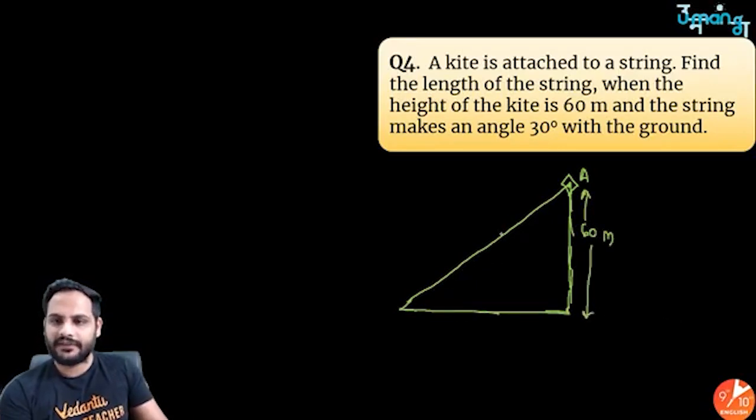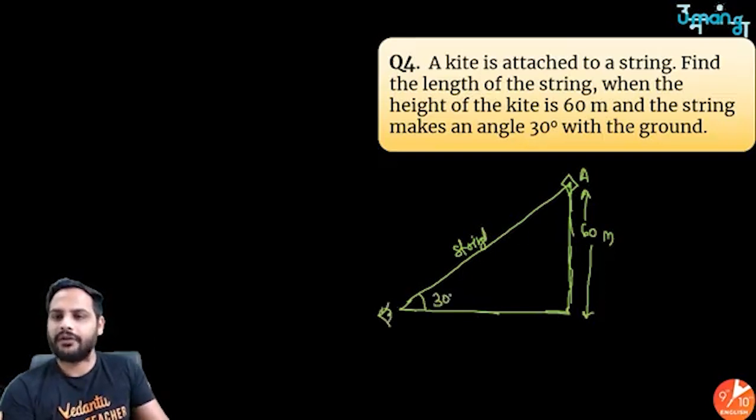Okay. The string makes an angle of 30 degrees with the ground. So this is your string. You are standing over here, the observer is standing over here. So this is 30 degrees. Now what they are saying is, find the length of the string.